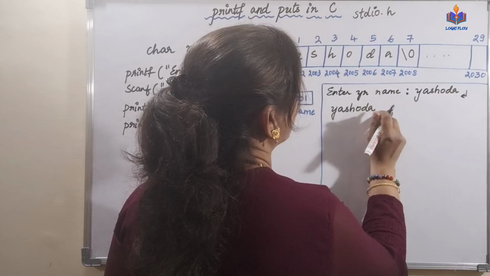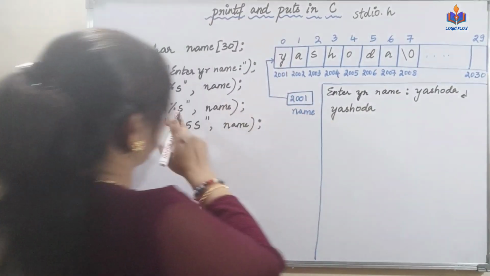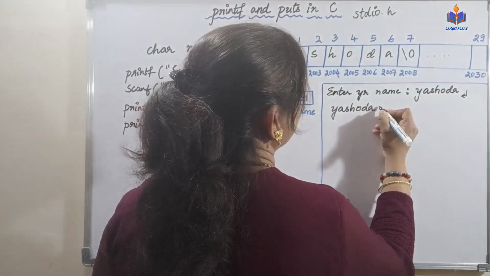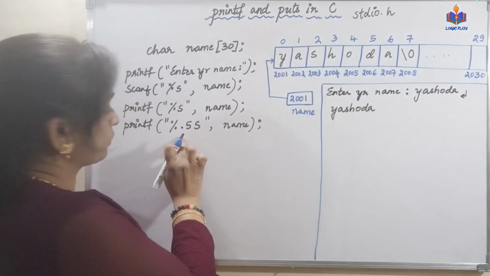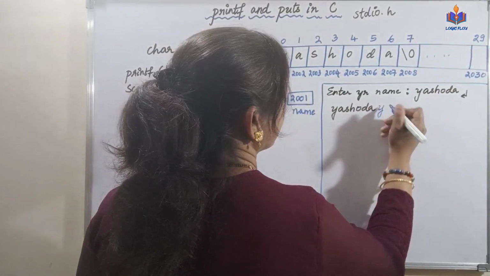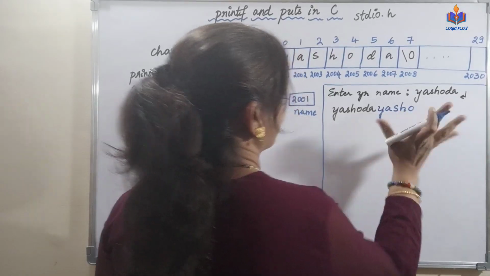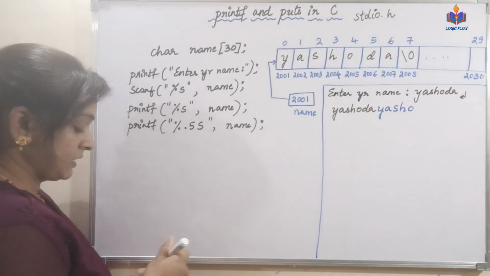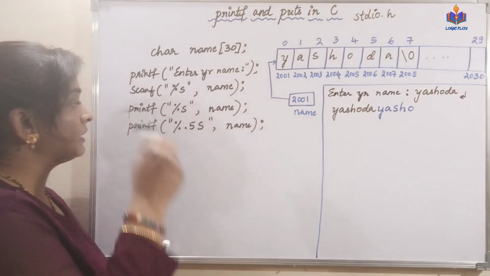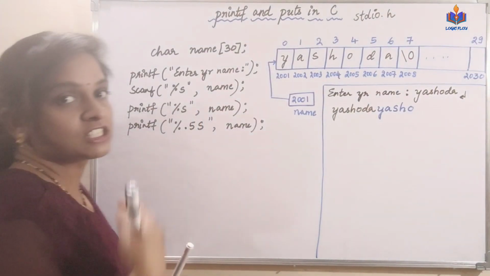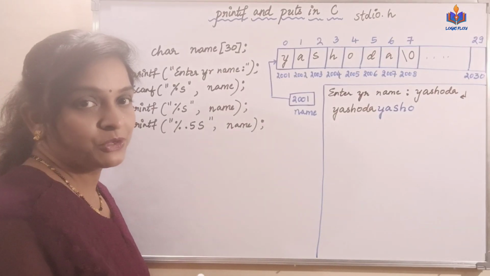So I'll get the output. No space actually, and it is not going to the next line also, because I have not used new line here. So my output will be, let me print it in a different color so that you can make out that is the output of the next printf. So it is Y, A, S, H, O, 1, 2, 3, 4, 5 characters. Then this is the other way of using the printf to print a string. It is a formatted function. I can format my output as I require, as the user requires.